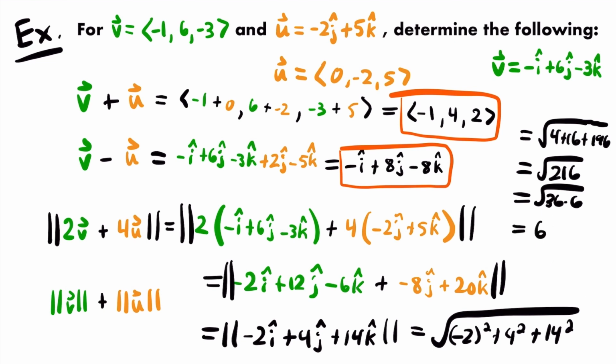This will be equal to 6 times the square root of 6. And so 6 square roots of 6 is the magnitude of the addition of 2v and 4u. All right, let's work on our final computation here.